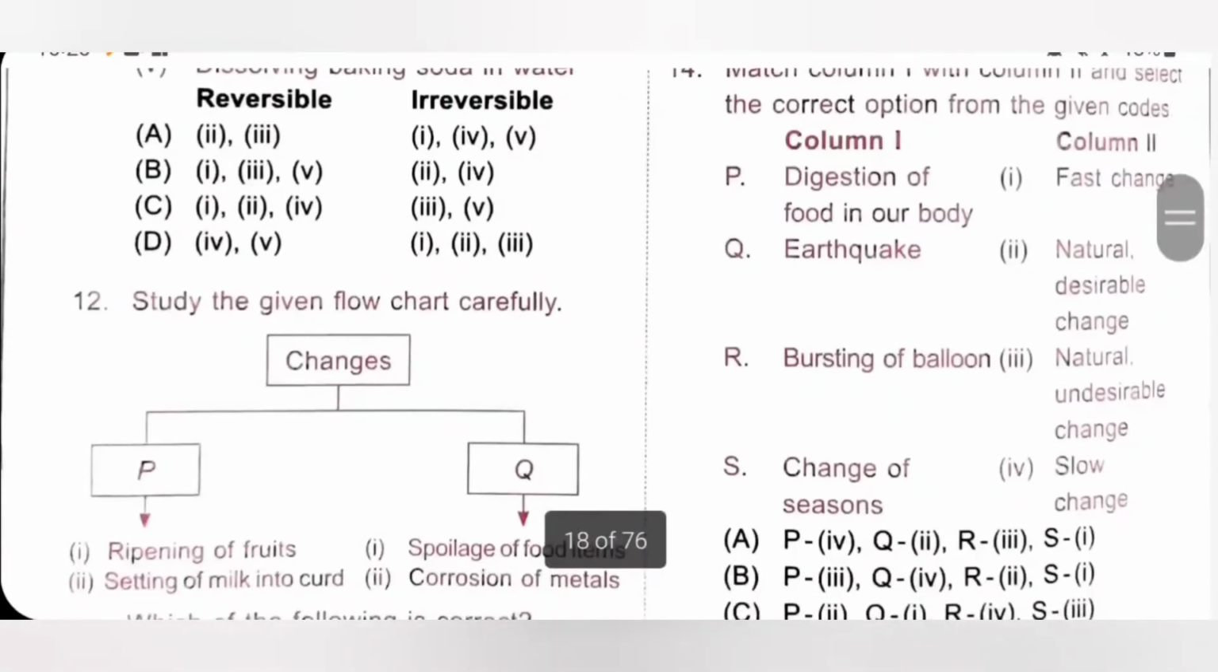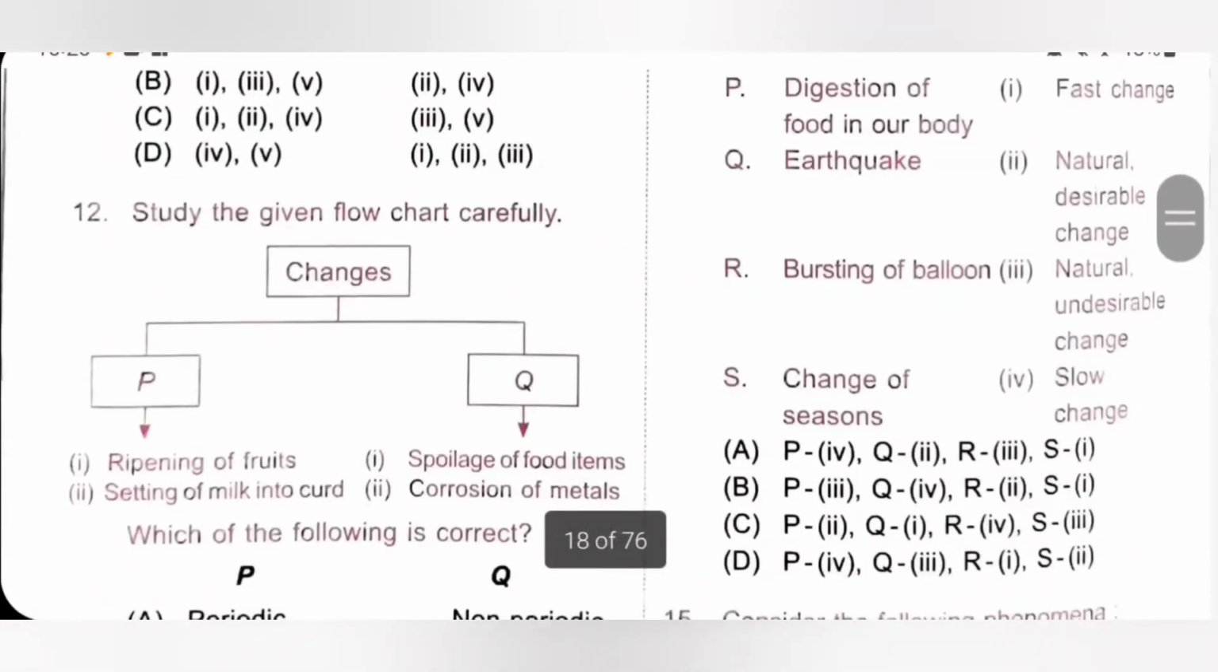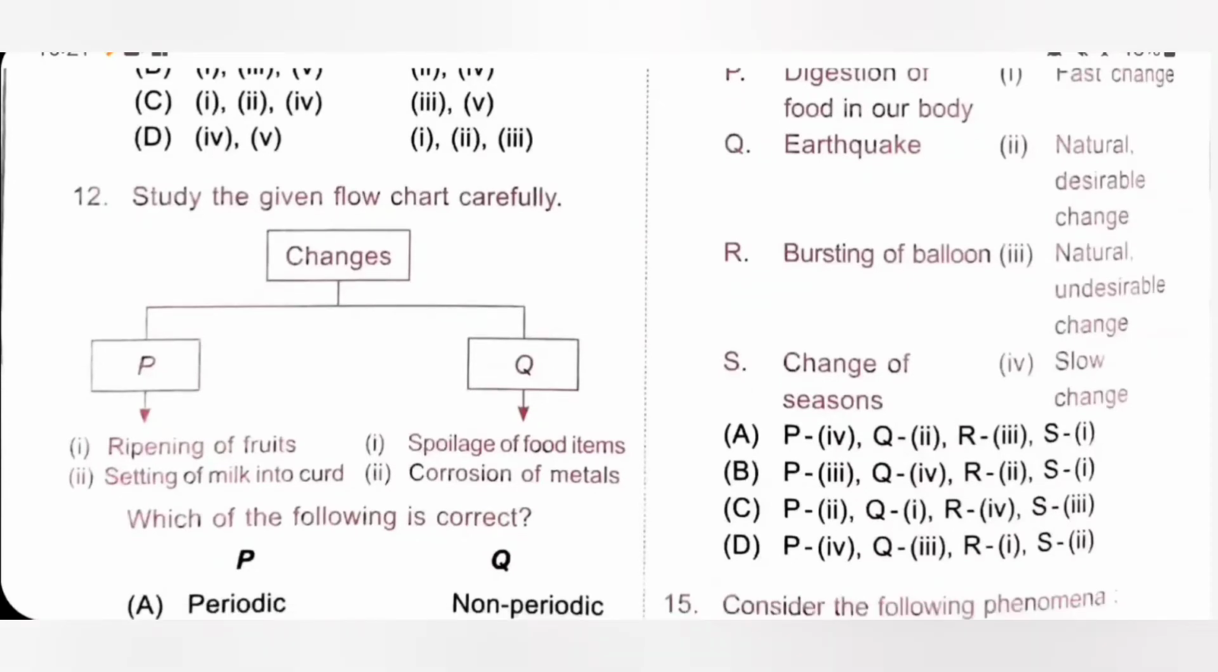Okay. So here, digestion of food in our body is a slow change. P4. Earthquake is a natural undesirable change. So Q3. Bursting of balloon, fast change. So R1. Change of season, natural desirable change. Okay. So P4, Q3, R1, S2, option D is the correct answer.